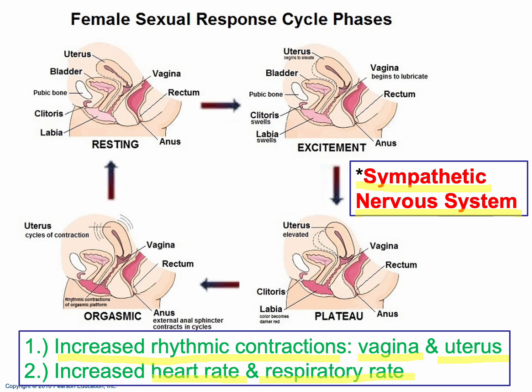And we can see that here, definitely this last picture showing the rhythmic contractions of the vagina and the uterus. And of course, the importance of this is to increase the chances of having progeny, of having children.